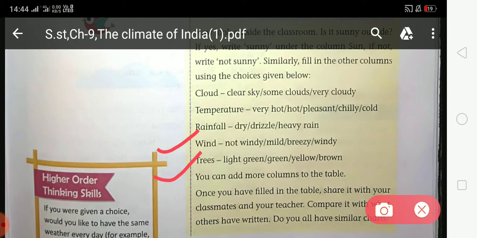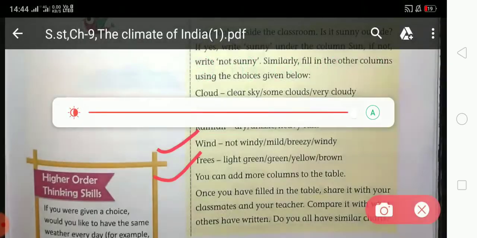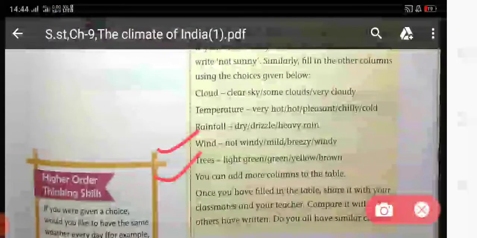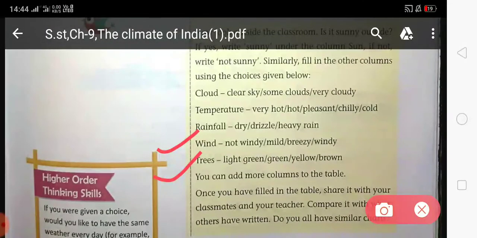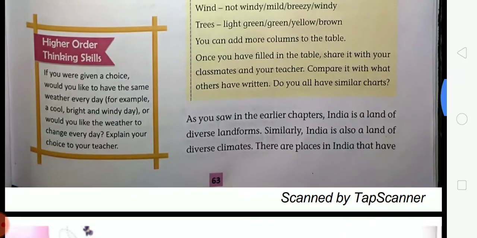So students, you have to fill in the table and share it with your classmates and your teacher. Compare it with what others have written. Do you all have similar charts? So students, in the end you have to prepare the chart paper, compare it with your friends, and show it to your teachers and compare it with others. Now look at the next.